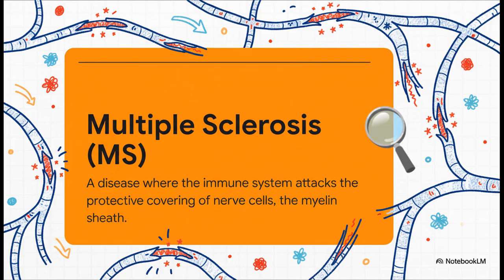Well, it's a disease where your own immune system, the very system that's supposed to protect you from germs and infections, gets things mixed up. It starts to mistakenly attack this super important part of your nerve cells called the myelin sheath. Now, the best way to think about this sheath is like the plastic insulation on an electrical wire. It's that protective coating that lets messages from your brain travel super fast and clearly all over your body.